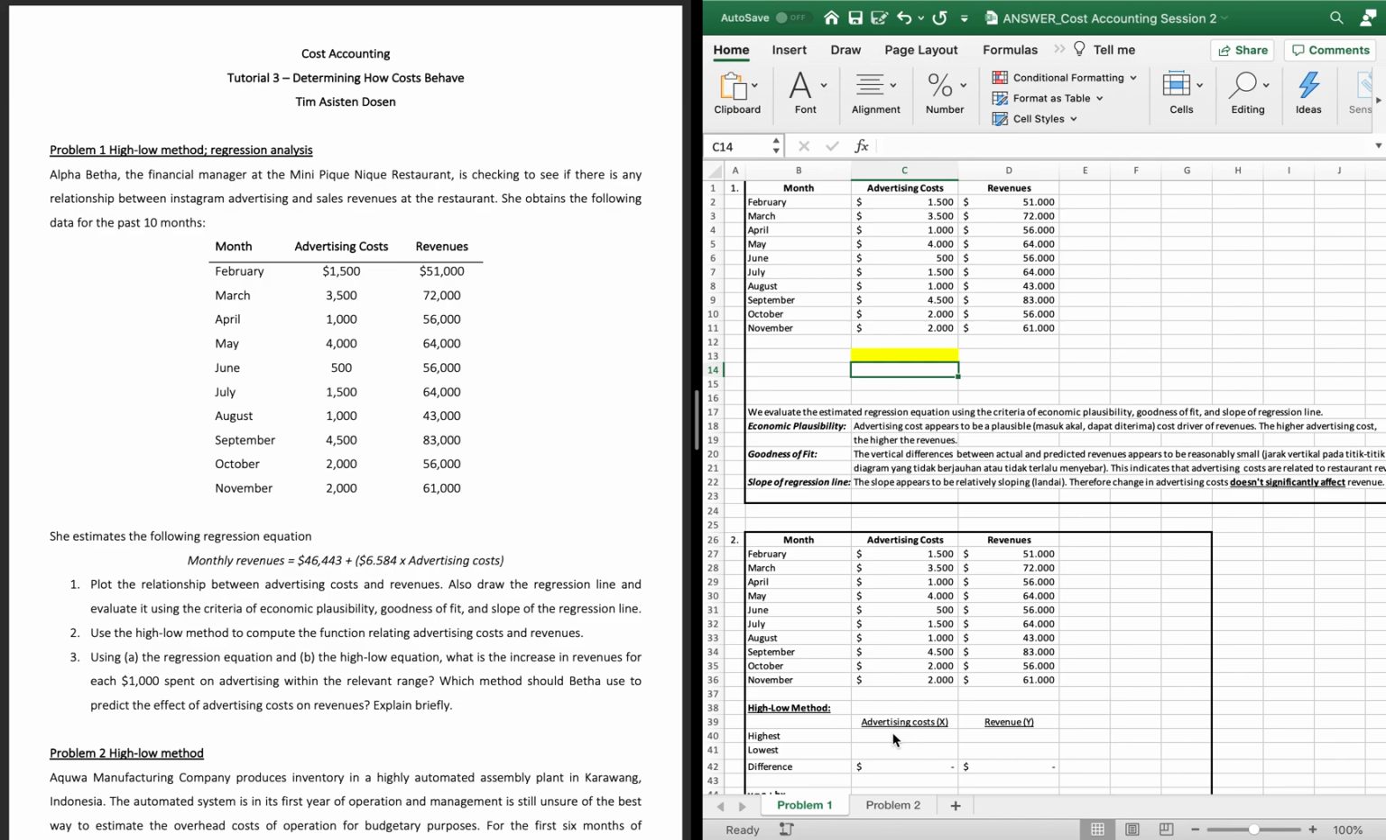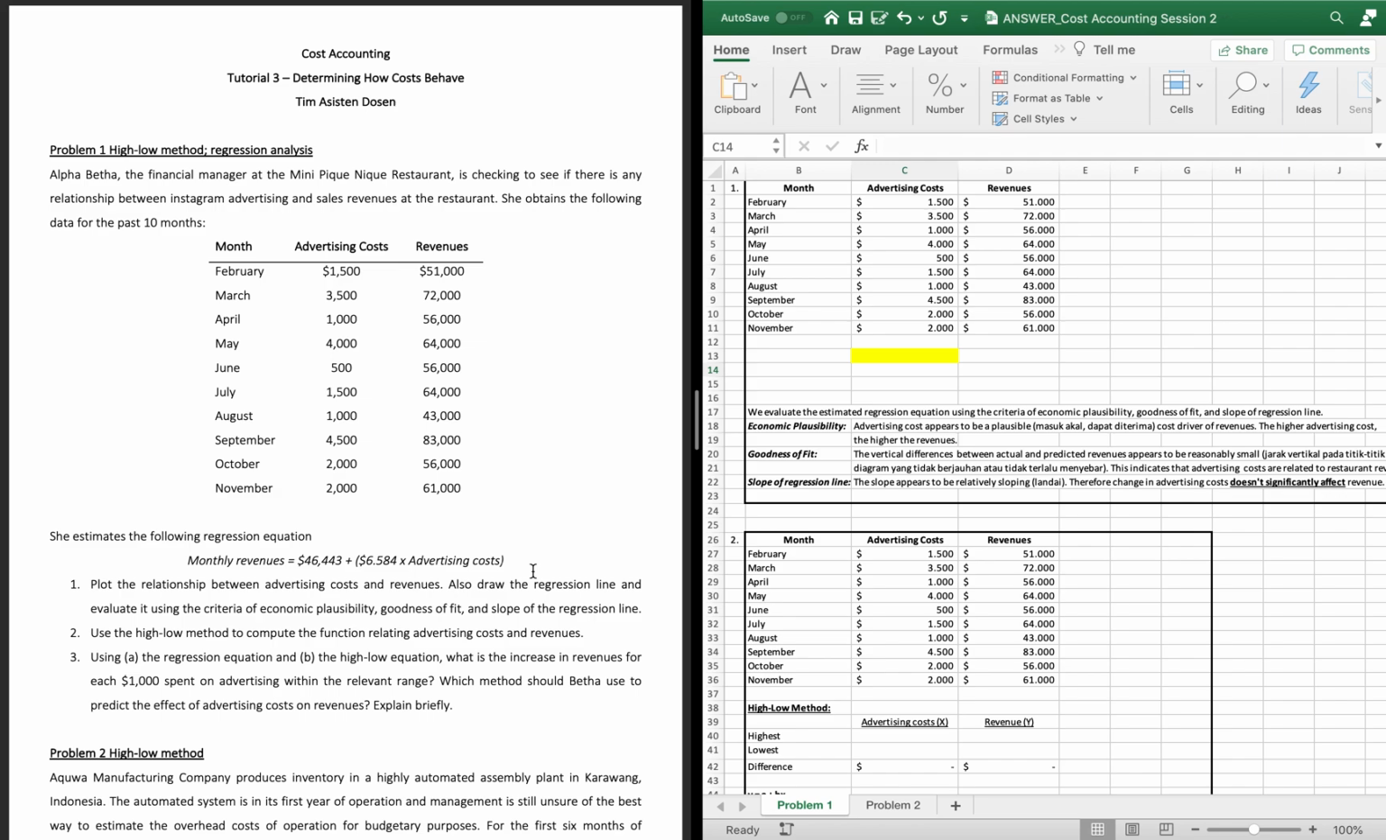Alpha Beta, the financial manager at the mini picnic restaurant, is checking to see if there is any relationship between Instagram advertising and the sales revenue at the restaurant. She obtains the following data for the past 10 months. So here is the advertising cost and the revenue. And she estimates the following regression equation as stated here.